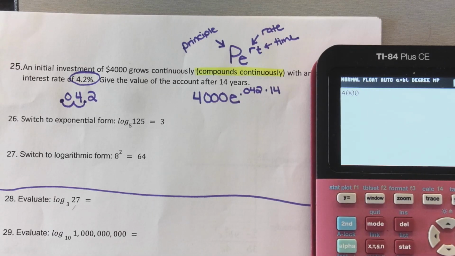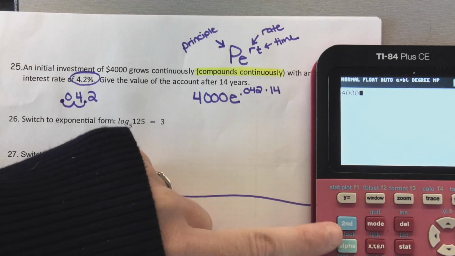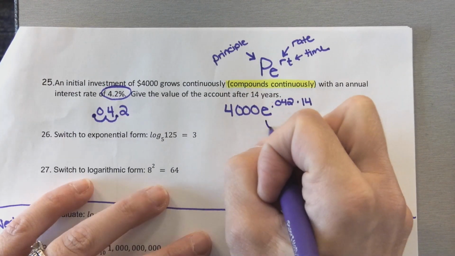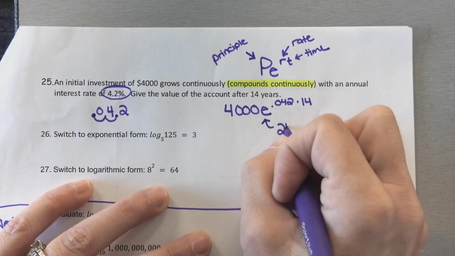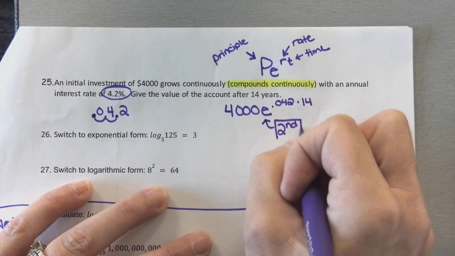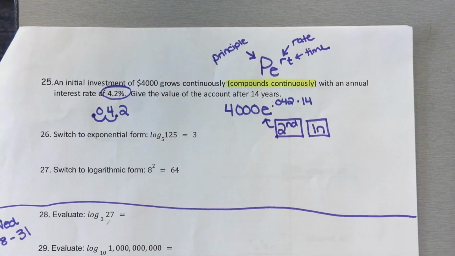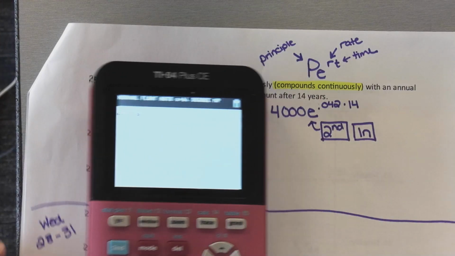I'm going to type in my 4,000. Do you remember where the E button lives? Below the LN. Yes. So press second and then press LN and you should get an E. So again, if you want to write yourself that note, how did I get the E? I press second and then I pressed LN on my calculator. And all the calculators, whether it's scientific or graphing, they should all have that button.